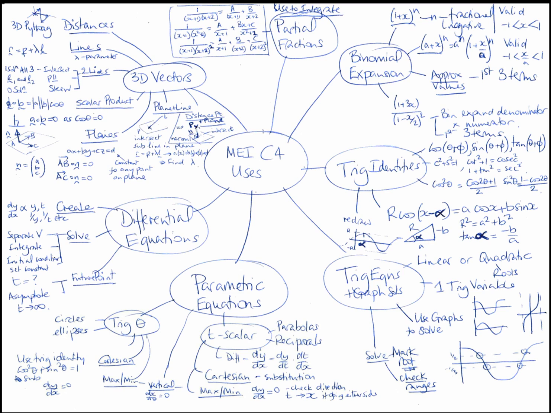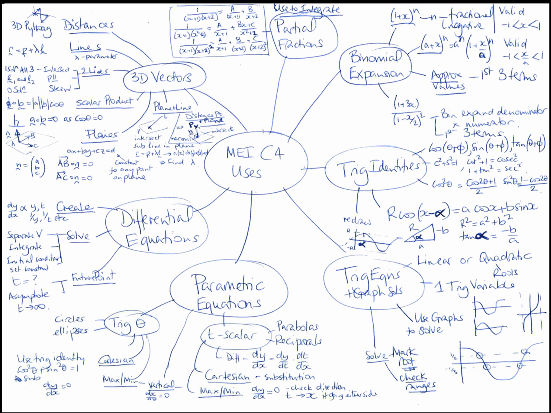Parametrics, now we're into section B. You've got parametrics, differential equations, and 3D vectors. So I'll spend a little time on these, a bit more time. Parametrics, they're either going to give you a t parameter for parabolas and reciprocal type things, or they're going to give you a trig one, a theta based one, which is for circles, ellipses, and that sort of stuff. Both of them use the same differential approach of chain rule.